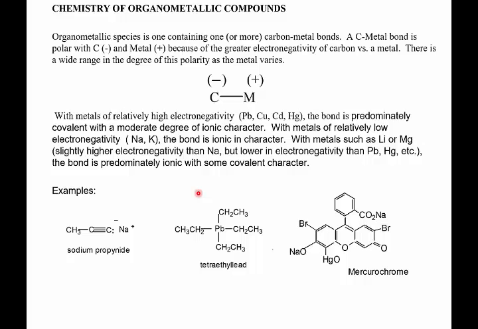The third compound is an organometallic. It has a mercury-carbon bond. It's called mercurochrome. It's an antiseptic and an antibacterial that was routinely used for cuts and scrapes, other wounds. I don't think it's used anymore, though, although it might be used in Europe.